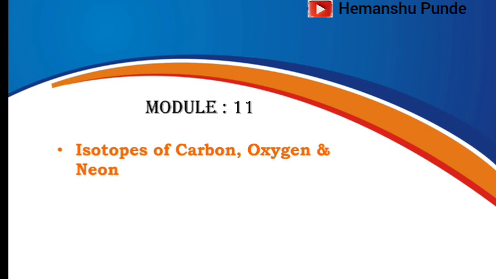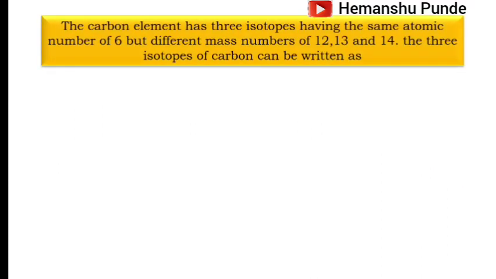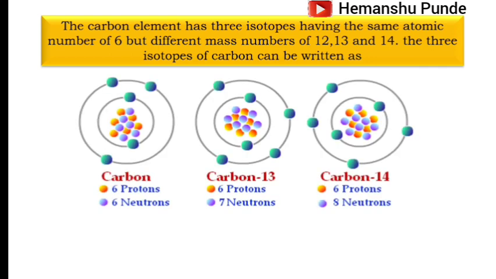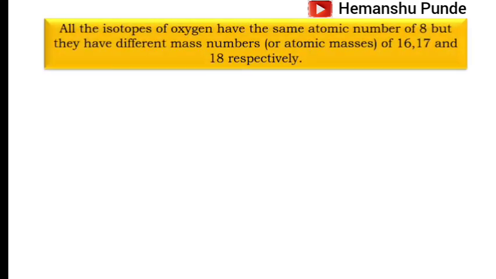Now isotopes of carbon, oxygen and neon. The carbon element has 3 isotopes having the same atomic number 6 but different mass numbers like 12, 13 and 14. The 3 isotopes of carbon can be written like this. First carbon 12, 6 protons, 6 neutrons; next carbon 13, 6 protons and 7 neutrons; and carbon 14, 6 protons and 8 neutrons. So first one will be written like this, 12C6, next one 13C6 and next one 14C6. So 6 is atomic number, that is number of protons.